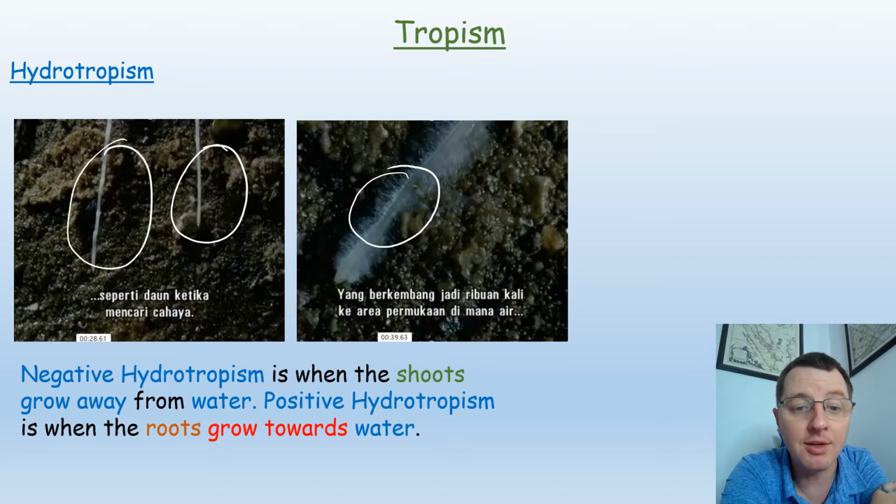Now this is a positive hydrotropism, because the roots are actually growing away from gravity now. They're growing sideways, they're growing towards the water, positive hydrotropism. But of course, the shoots will always show a negative hydrotropism, and they will grow away from water sources.